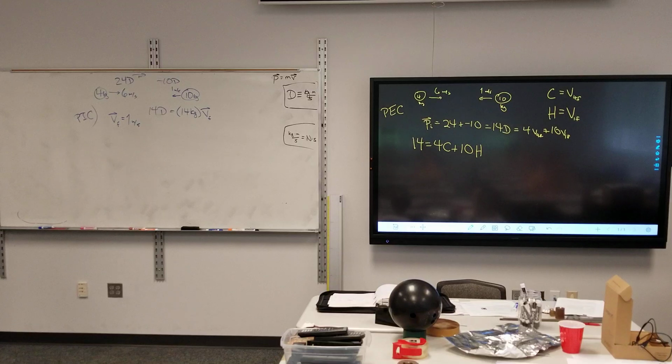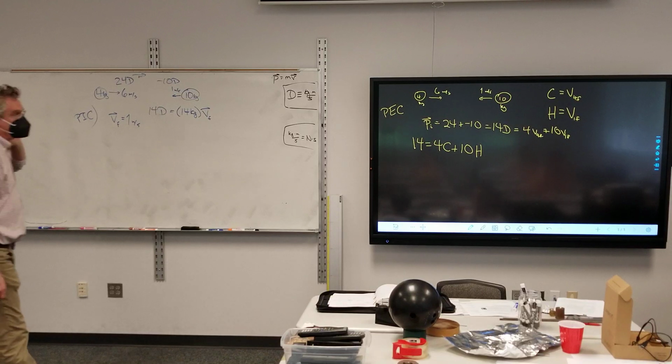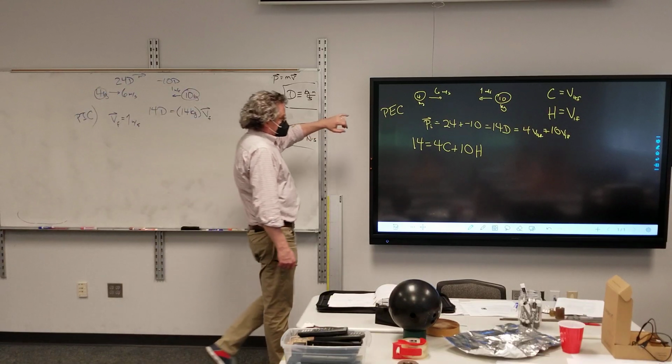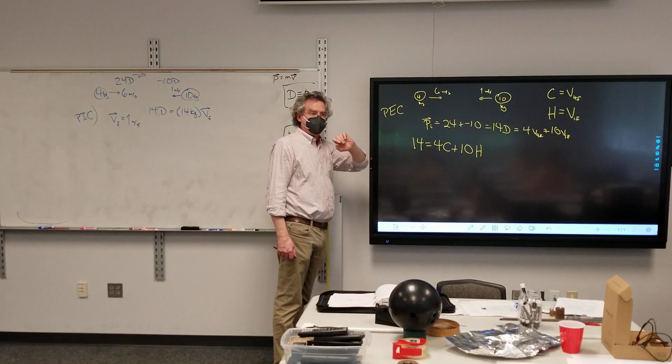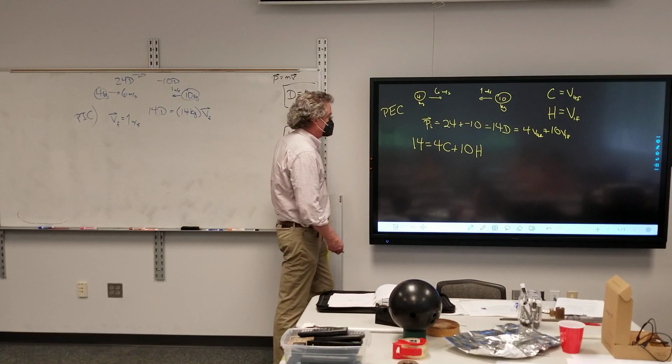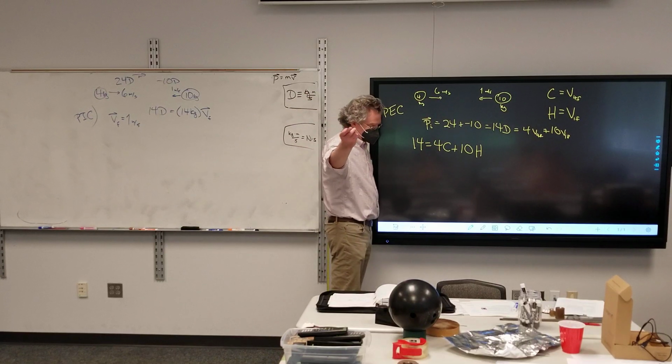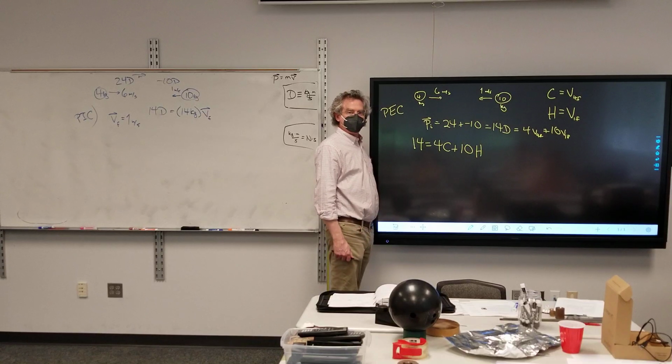All right, so we have one equation, two unknowns. Obviously, mathematically, that cannot be solved. We need another equation. Unfortunately, we have one. Because it's perfectly elastic, kinetic energy is conserved. And so, what's the formula for kinetic energy? 1/2 mv squared.